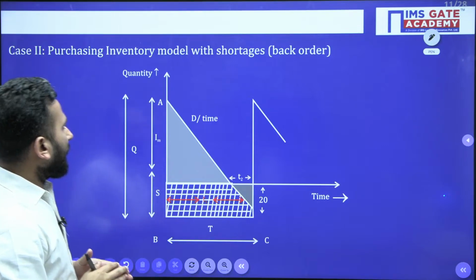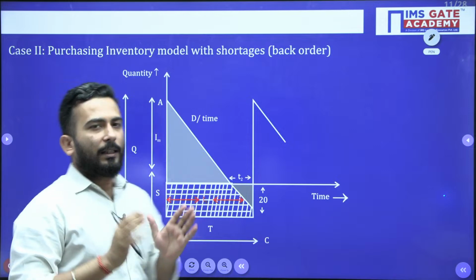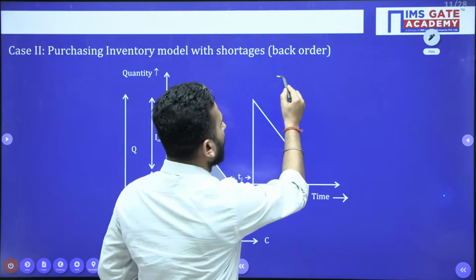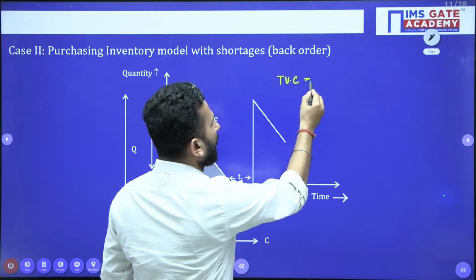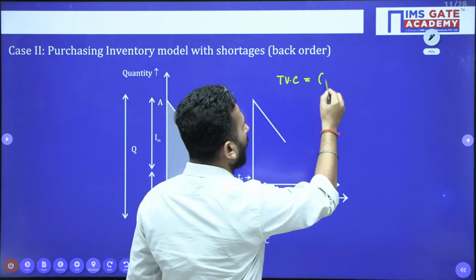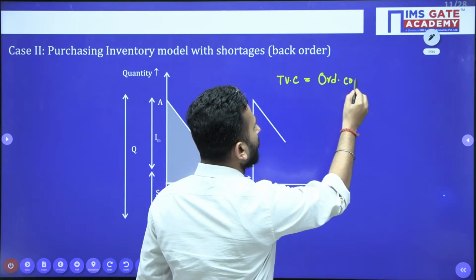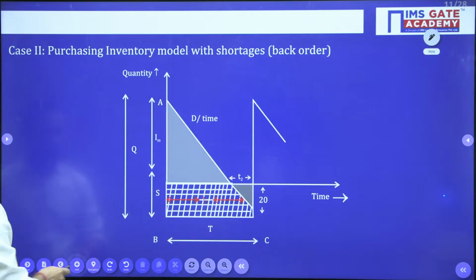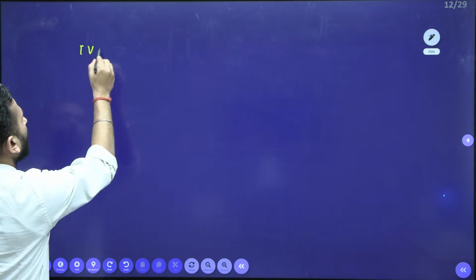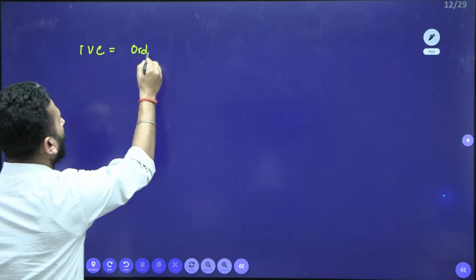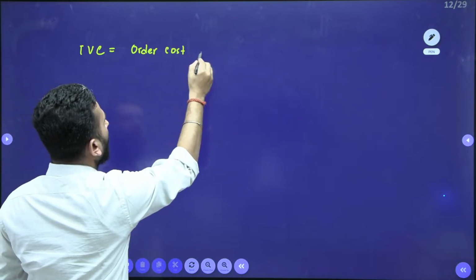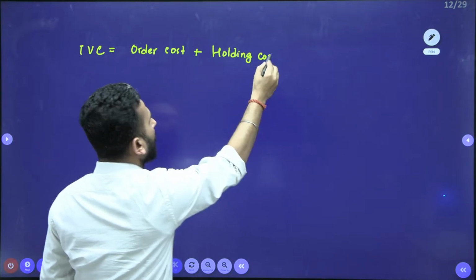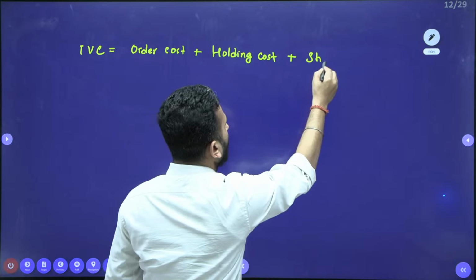That is the shortage model. My dear friends, see, I'll be starting with only one concept. And that concept is, what is the total variable cost, my dear friends? See, total variable cost is what? Ordering cost plus holding cost and plus shortage cost is also there.